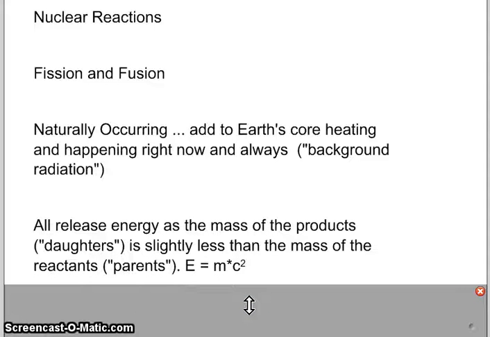Both fission and fusion wind up releasing energy according to the E equals mc squared law, as the mass of the products, which are often called the daughter particles, is slightly less than the mass of the reactants, which are known as the parents. This is a little bit counterintuitive, as you'll see when we take a close look at the parts of the atom that exist both before and after the nuclear reaction.